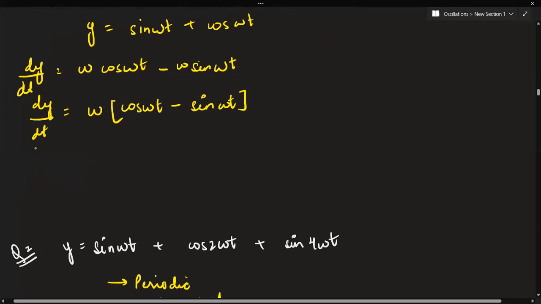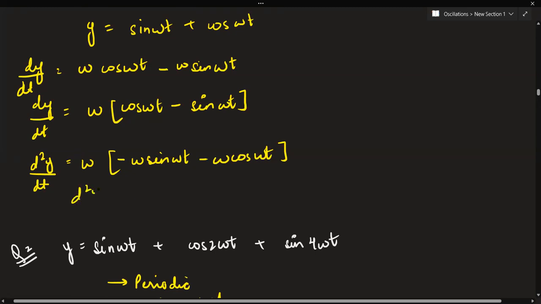Now see dy over dt. Now I have to double differentiate it, which means I have to differentiate it once more. So what will this be? Omega will come out again. It will be minus omega sine omega t for cos omega t, and minus omega cos omega t for sine omega t. Why? Because when we differentiate cos theta, it's minus sine theta, and when we differentiate sine theta, it is plus cos theta. And since omega is constant, we are taking it out.